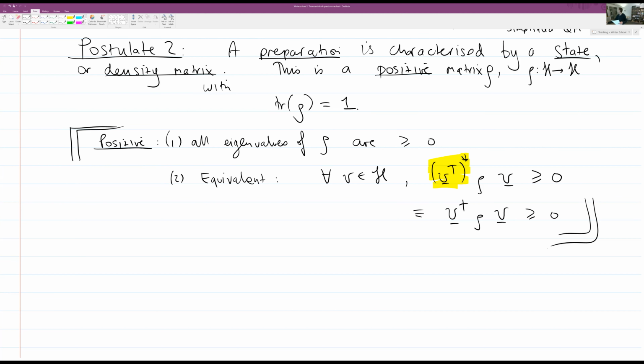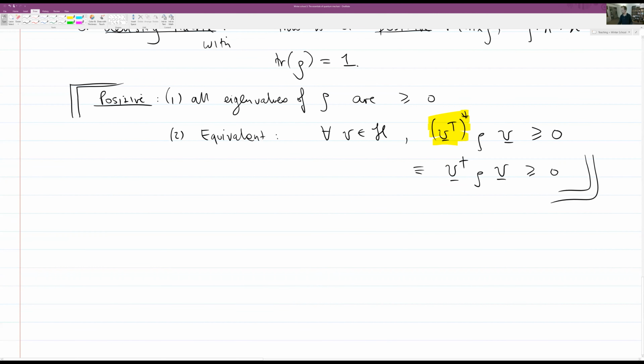No, let's not do an example. Let's finish the postulate, because there's a special case that you have to be aware of, because we're going to say these words a lot.